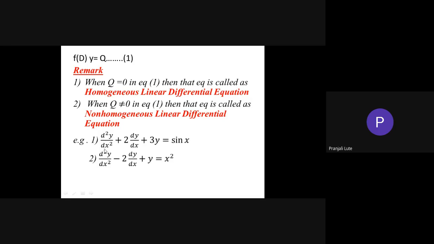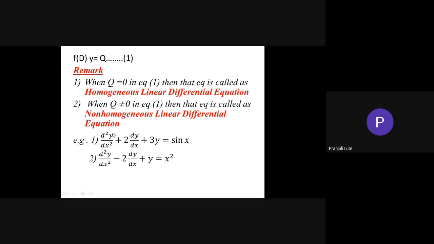d square y by dx square plus 2 dy by dx plus 3y equal to sine x. Why do we call it a linear differential equation with constant coefficients? Here the coefficient of the first term is 1, the coefficient of the second term is 2, and the coefficient of the third term is 3, and all these 1, 2, 3 are constant terms, and the degree of that differential equation is 1.